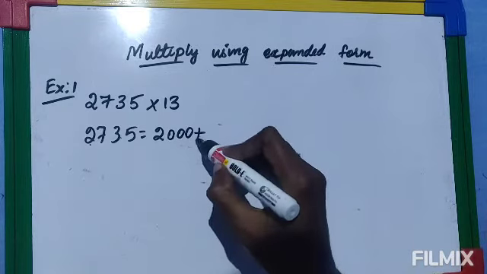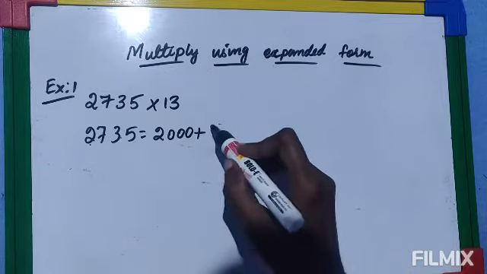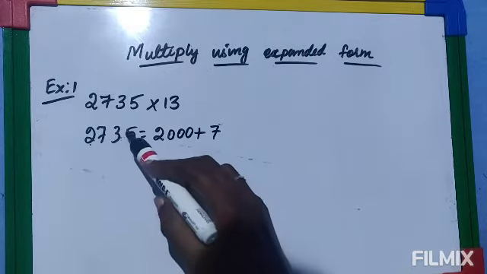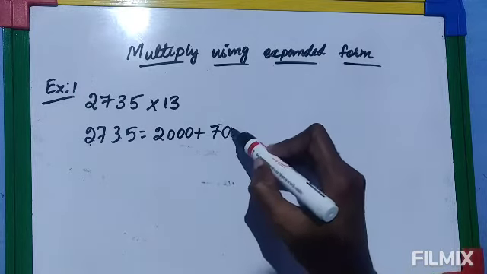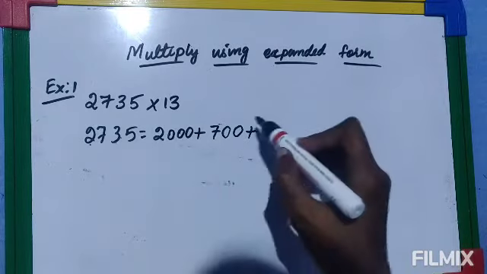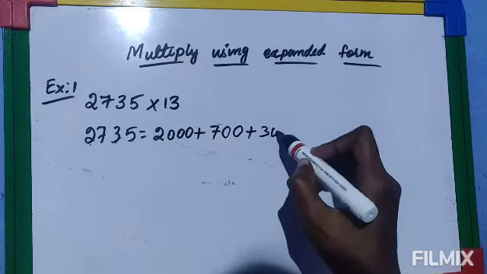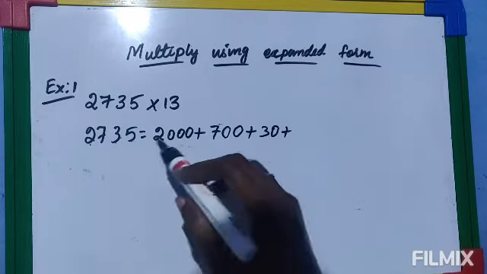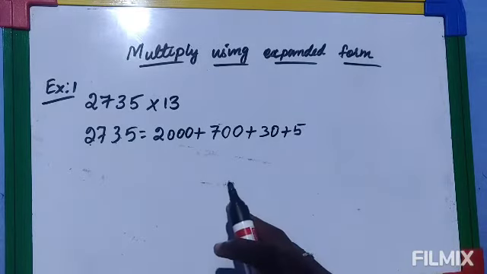Again, plus, it is expanded form, so write the plus symbol. Again, write the next number. Next number is 7. After 7, how many digits are there? 2 digits are there, 2 zeros. Plus, again, next number is 3. After 3, how many digits are there? Only 1 digit, so 1 zero. Again, next digit is 5. After 5, no digit, so no more zeros. So this is the way you can write.